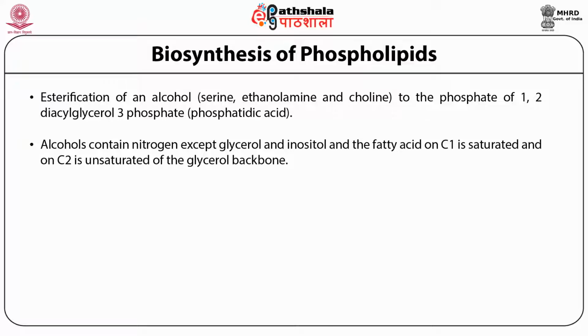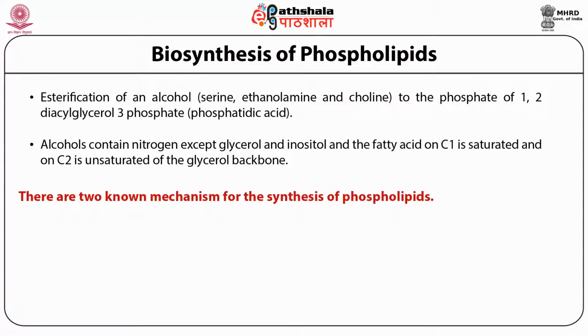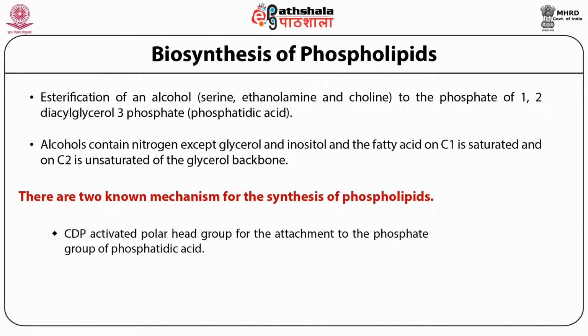The main classification of phospholipids are phosphatidylcholine, phosphatidylethanolamine, phosphatidylserine, phosphatidylinositol, phosphatidylglycerol, cardiolipin, diphosphatidylglycerol, and there are two known mechanisms for the synthesis of the phospholipids. In the first mechanism, CDP activated polar head group attaches to the phosphate group of phosphoric acid, and in the second, CDP activated 1,2-diacylglycerol and an unactivated polar head group constitute the formation of the phospholipids.